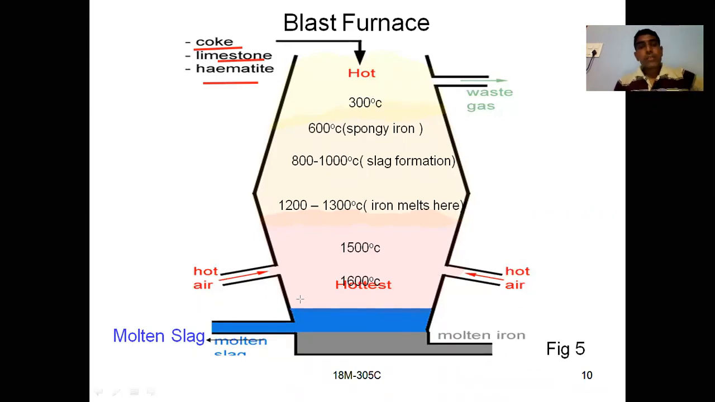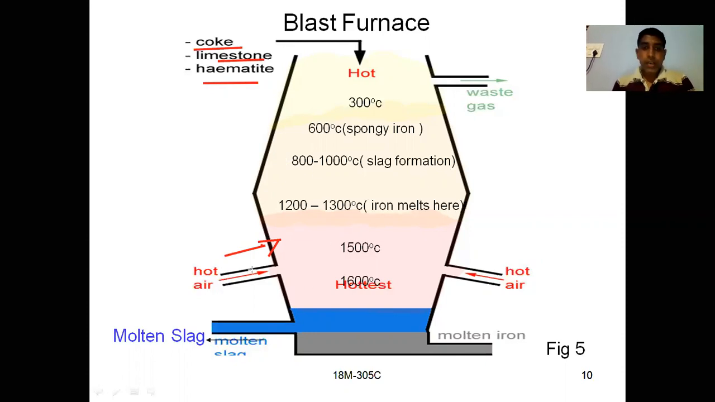It is sent to the blast furnace. If you see the temperature, it is 300, 600, 800 to 1000 degrees, and 1200 to 1300, 1500, 1600 degrees centigrade. You are sending hot air gas from here, from these tuyeres, and you are having this charge layer by layer. That means you are having coke, limestone, and your iron ore placed in the blast furnace layer by layer.